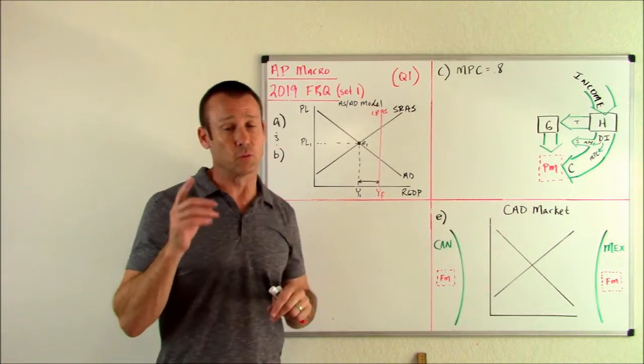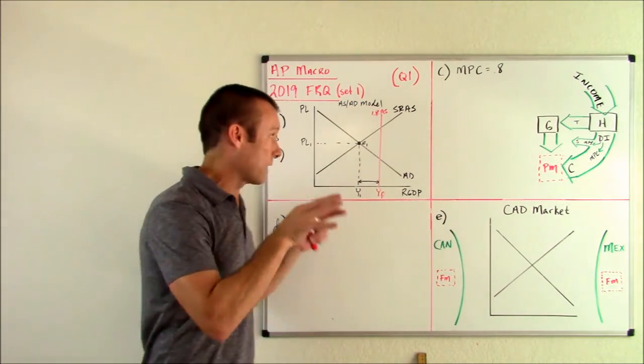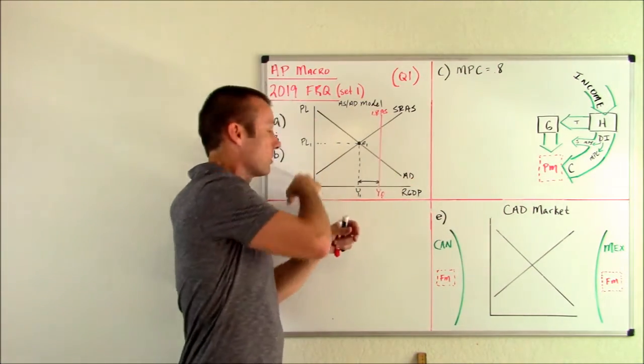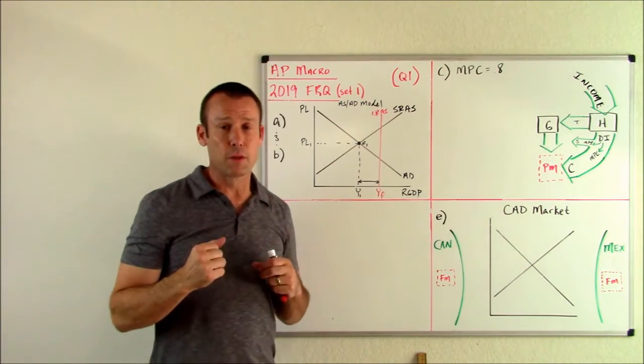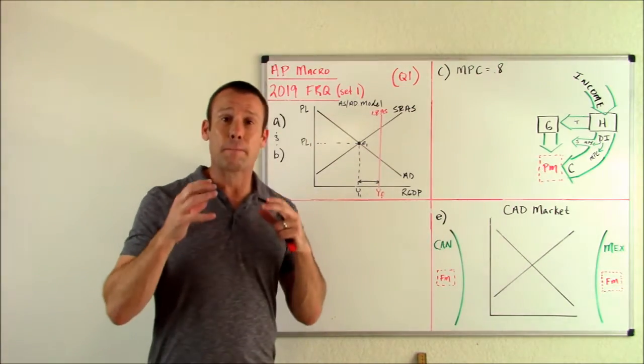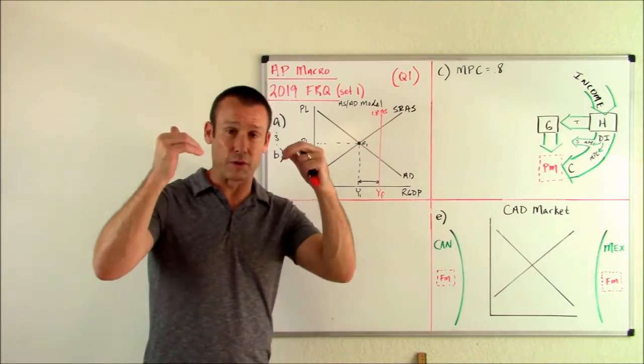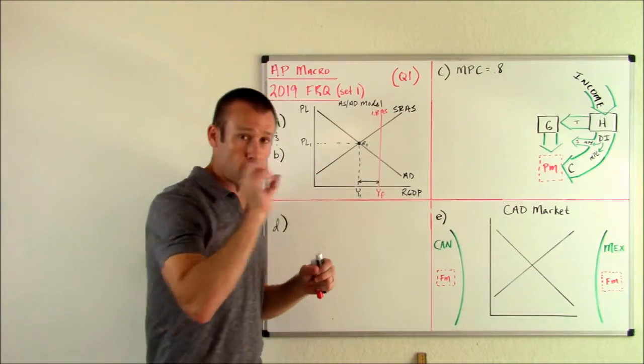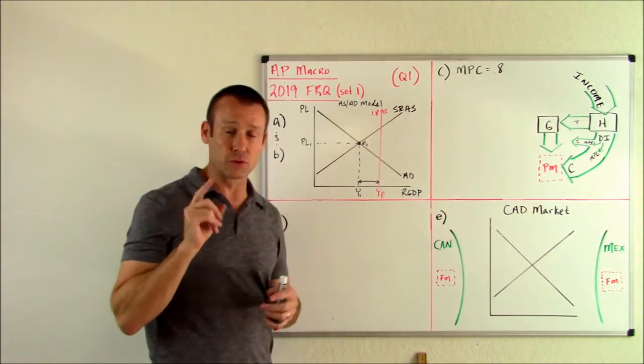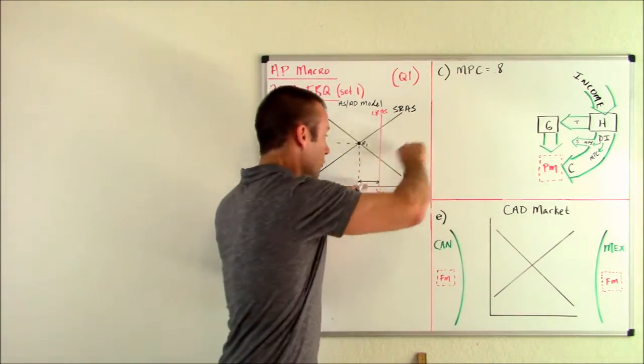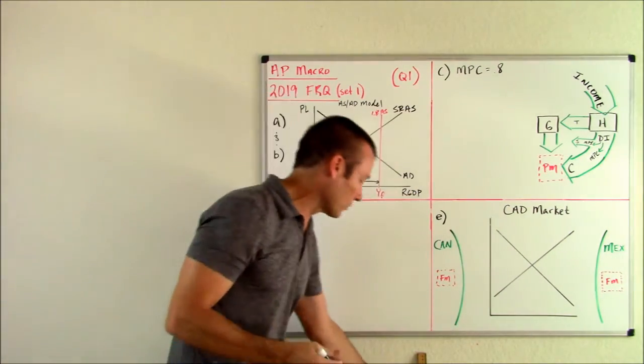And so when wages go down, that's a cost of production going down, and our total production line, the SRAS, is going to shift. And which way is it going to shift? To the right. We're actually going to get more production at all the different price levels, because wages have gone down. When the cost of production goes down, we'll get more production at all price levels. So we want to shift that SRAS to the right. I'm going to go ahead and do that real quick.